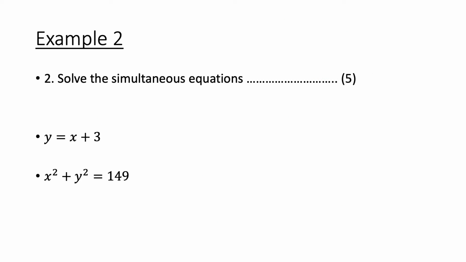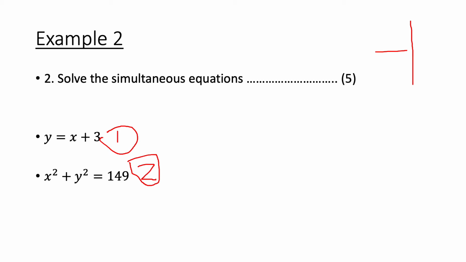Example number 2, solve the simultaneous equations. It's a 5-mark question. y equals x plus 3 and x squared plus y squared equals 149. Step 1 is to label the equations. This time I've got a line and a circle, so a straight line that intersects with a circle.